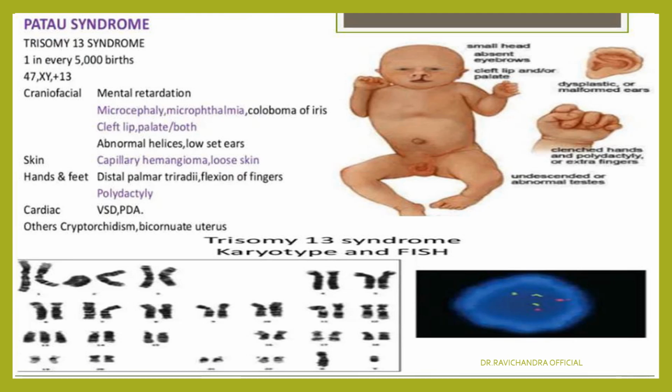Patau syndrome. This is trisomy 13. Edward syndrome, E for 18. Patau, P for 13. 1 in every 5,000 births will show Patau syndrome, 47XY plus 13. There will be mental retardation, microcephaly, microphthalmia, cleft lip, cleft palate, capillary hemangiomas, polydactyly, cryptorchidism, bicornuate uterus, ventricular septal defect, patent ductus arteriosus. Here also karyotyping and fluorescent in situ hybridization will help in diagnosing the disease.